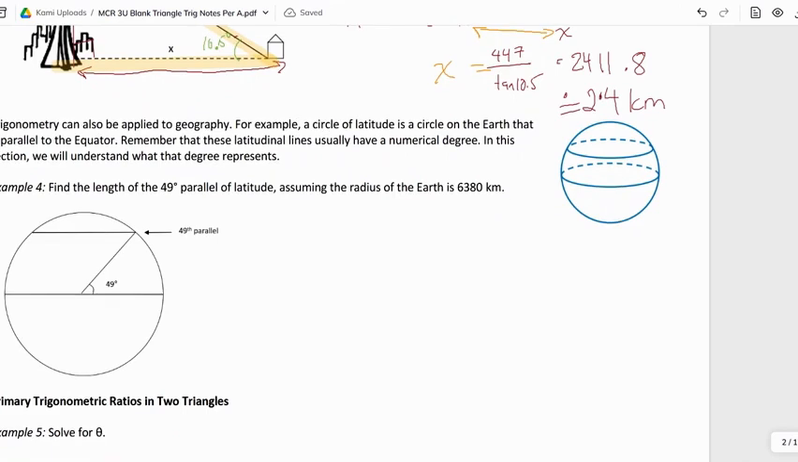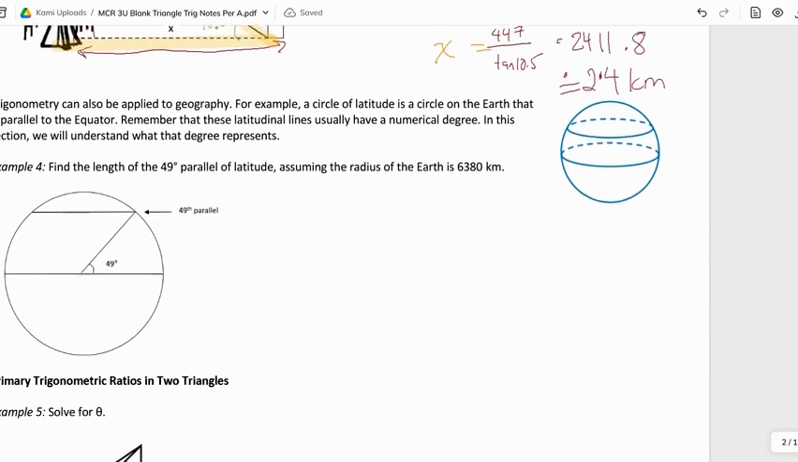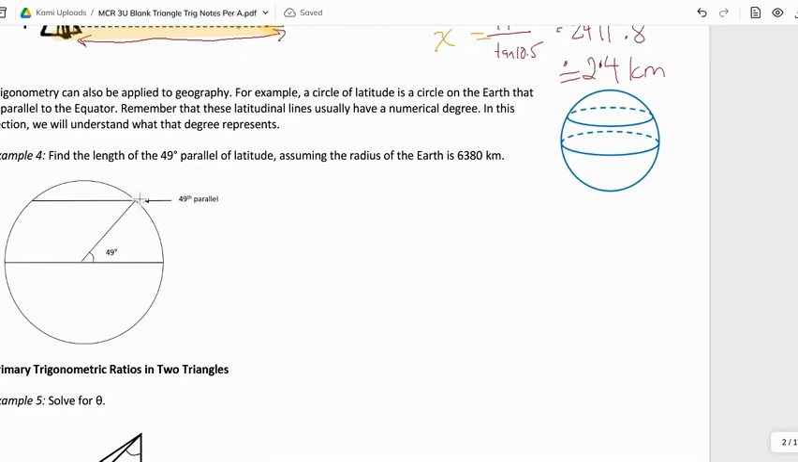Let's bring in trigonometry into geography, right? I always talk about physics. Come on, Miss Lai, that's not fair, right? We did a bit of social sciences, but let's talk about geography. Yes, so we can use trigonometry in geography, okay? And what we're going to use trigonometry in today is to find the diameter of the 49th parallel.